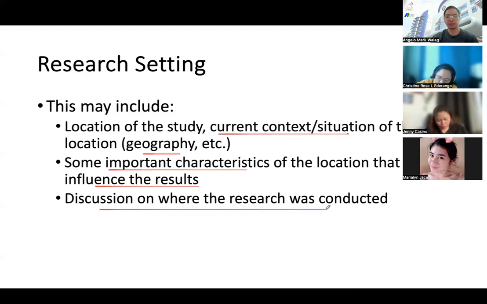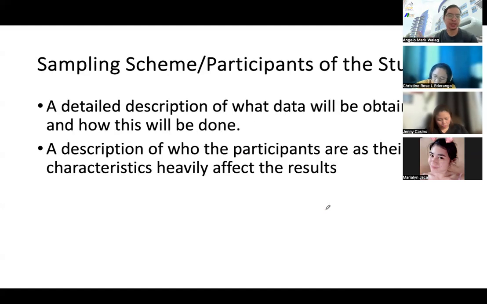Because your discussion on where the research was conducted will give you some insights into your results later. Okay? Let's continue. The next section of your chapter 3 is the sampling scheme and participants of the study.